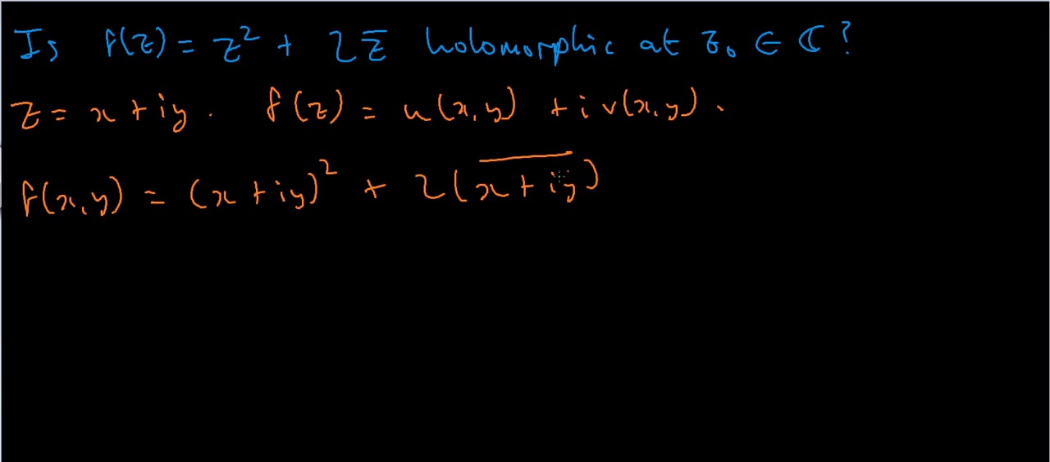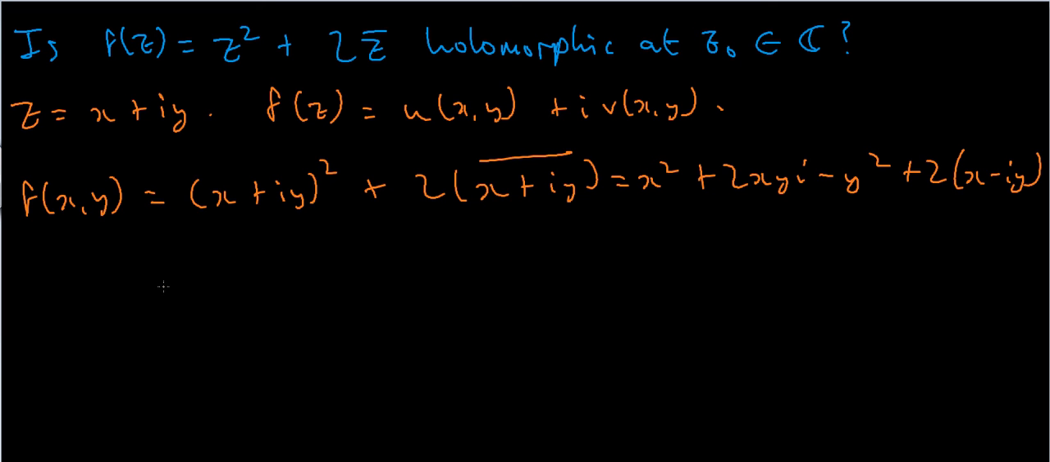So what happens when I expand this? Well, I'm going to get x squared plus 2xyi plus i squared y squared, and i squared is minus 1, so this is minus y squared, plus 2 times something. Well, x plus iy bar is x minus iy, because the conjugate of a complex number is the same complex number, just with the negative of the imaginary part. So this is plus 2 times x minus iy.